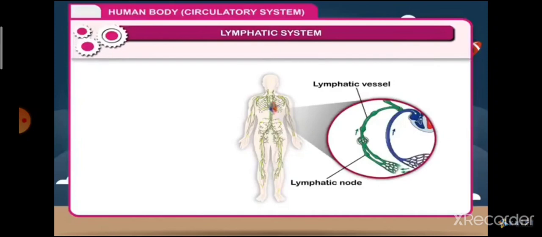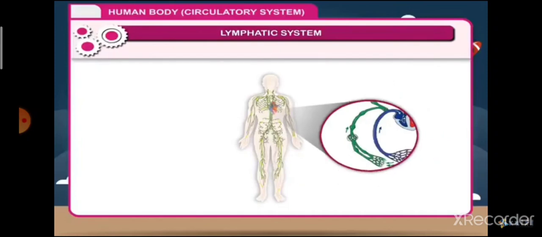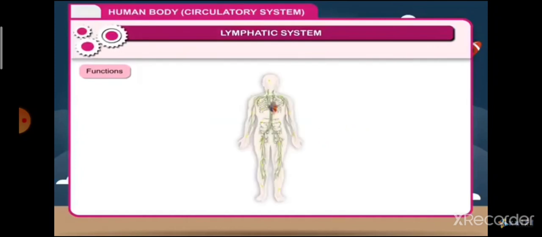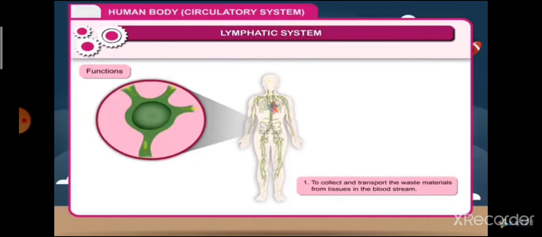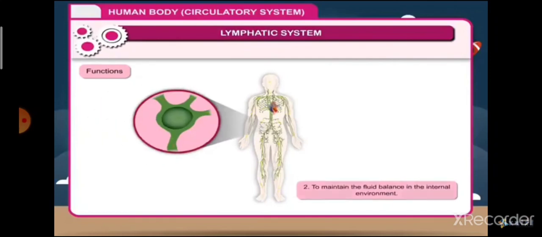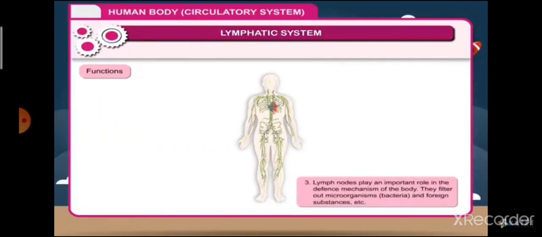Functions. The main functions of the lymphatic system are: 1. To collect and transport the waste materials from tissues into the bloodstream. 2. To maintain the fluid balance in the internal environment. 3. Lymph nodes play an important role in the defense mechanism of the body. They filter out microorganisms, bacteria and foreign substances, etc.